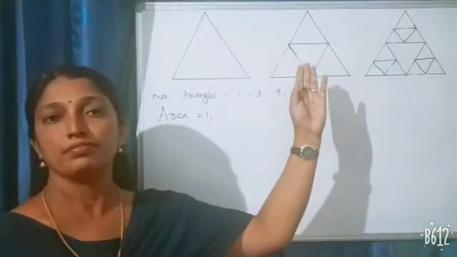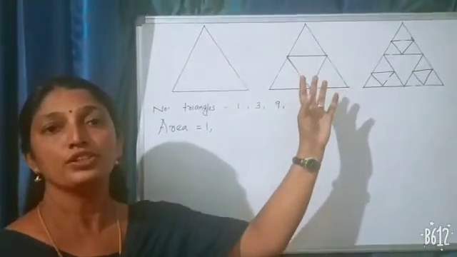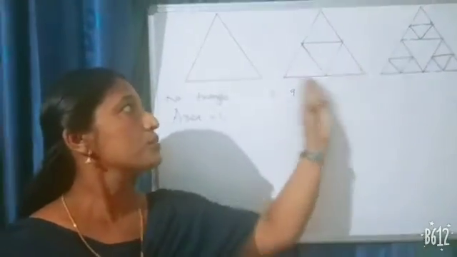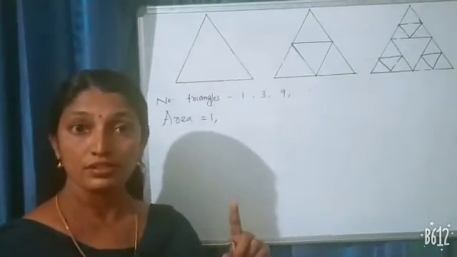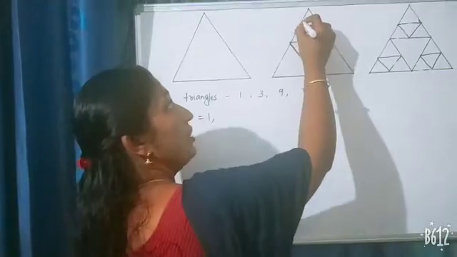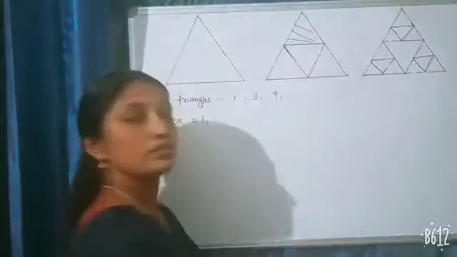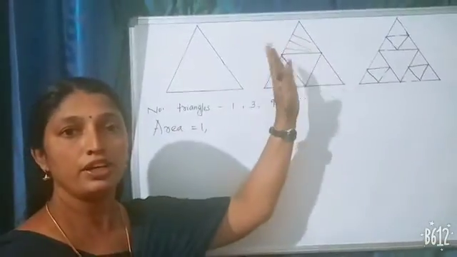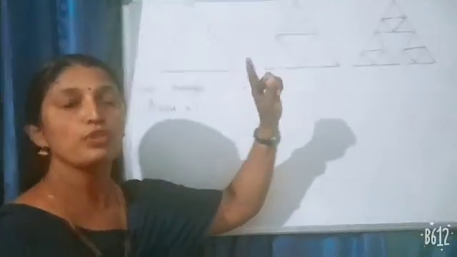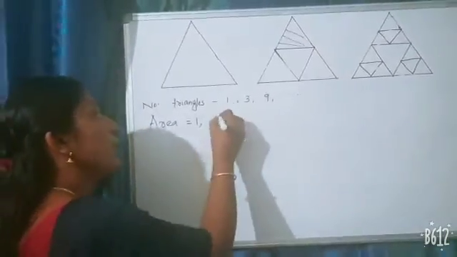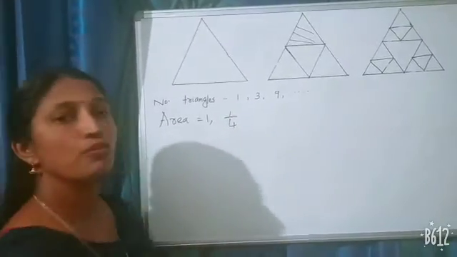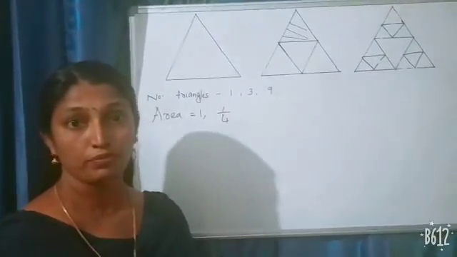Second figure, we divided this into 4 small triangles. So area is 1 small triangle. Total triangle we divided into 4 parts, out of that 1. So it is 1 by 4. Area of one triangle is 1 by 4.